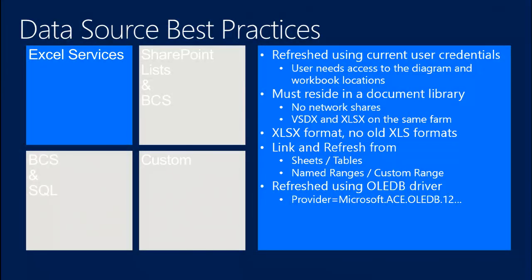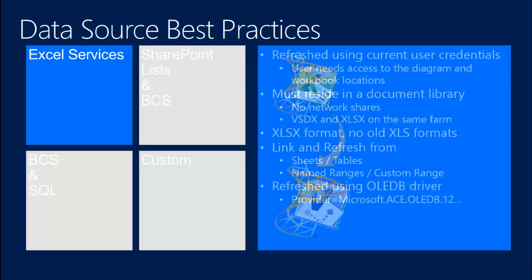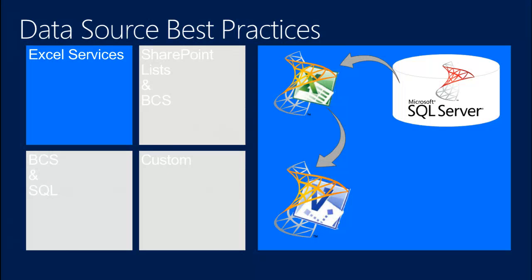Some rules about Excel Services. It needs to be in the document library. You can't have it on network shares. All that stuff has to be contained within the SharePoint site itself. We refresh directly from the content in the workbook, because if you look at the way the data connection works, it's a select star from range, and we use this driver, and the data source is, you know, my site document library, etc., .xlsx, right?